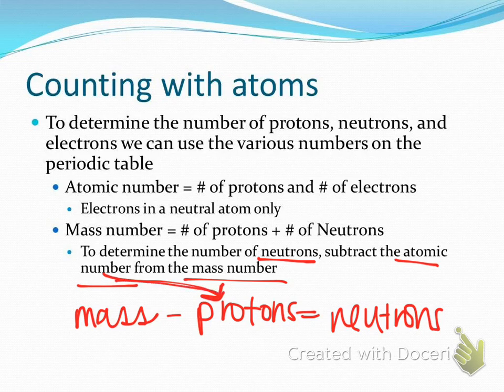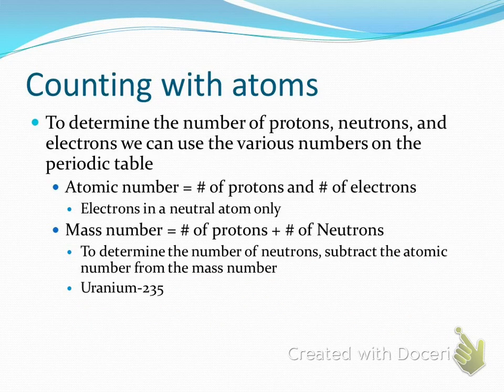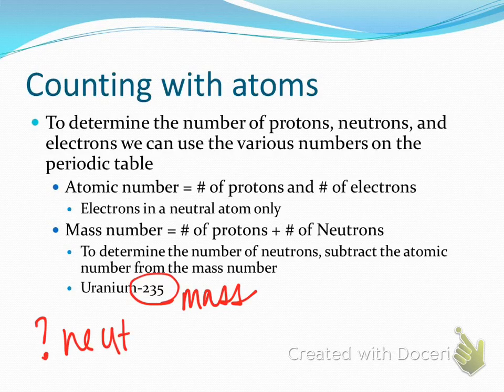Okay, this should be review for us. Have we done this stuff before? Yeah? Okay, calculating protons, neutrons, and electrons. So this is how isotopes are usually written, with the symbol or the name and then a dash, and this number is the atomic mass. So how many neutrons are in uranium-235?